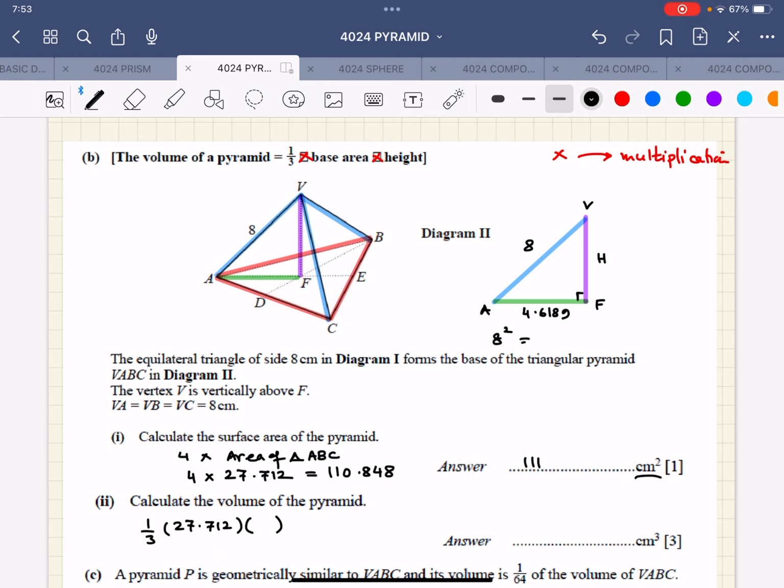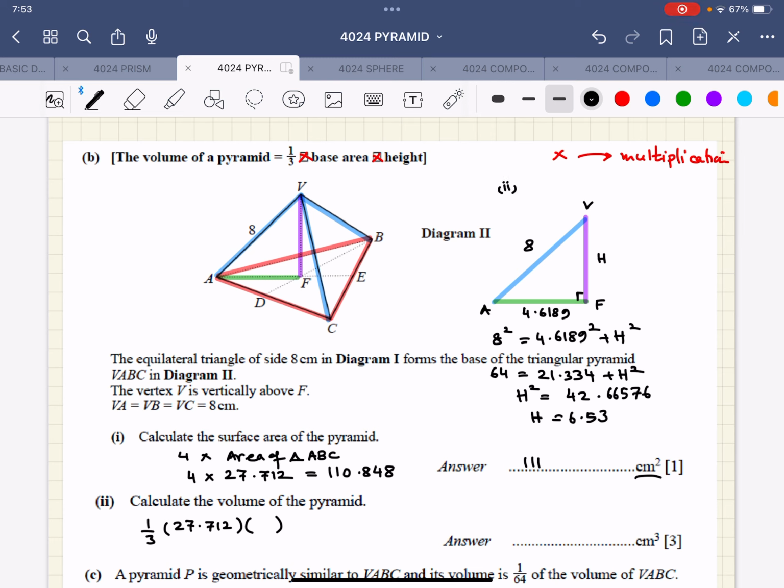So 8 square is 4.6189 square plus h square. Therefore 64, and 4.6189 square, that is 21.334. 21.334 plus h square. H square is 64 minus 21.334, that is 42.66576. Let me take the square root of the answer. So h is 6.53. This is the working for part 2.